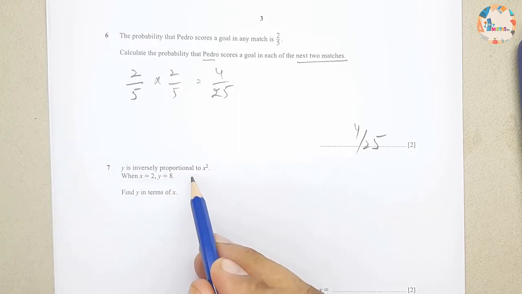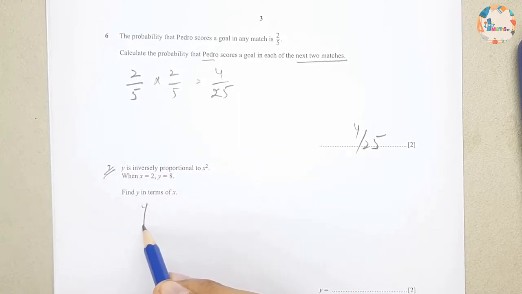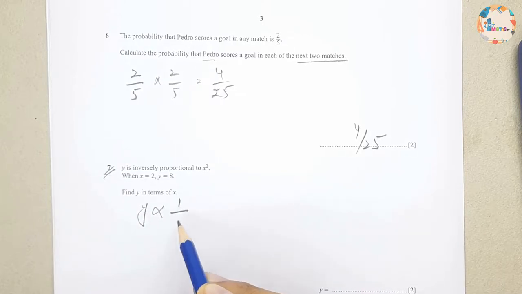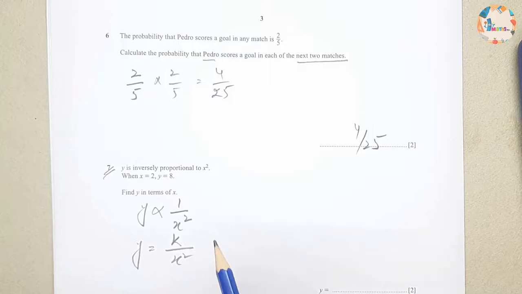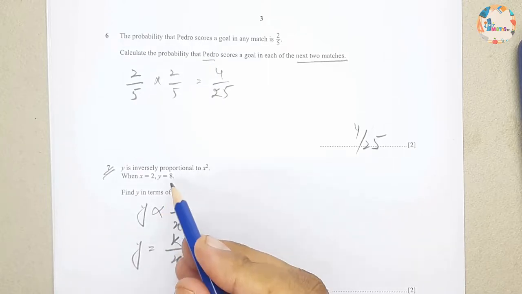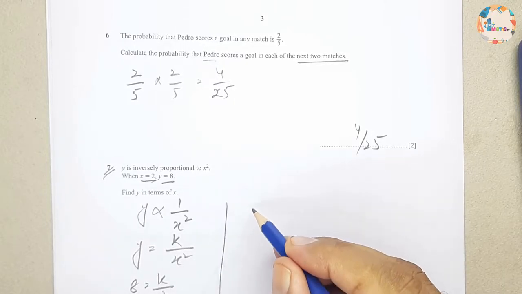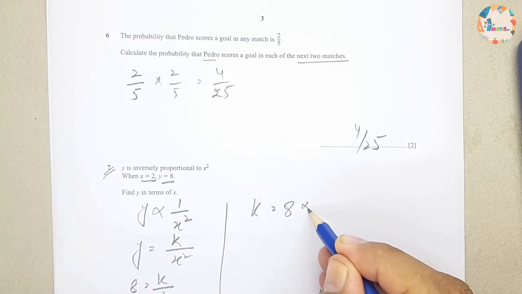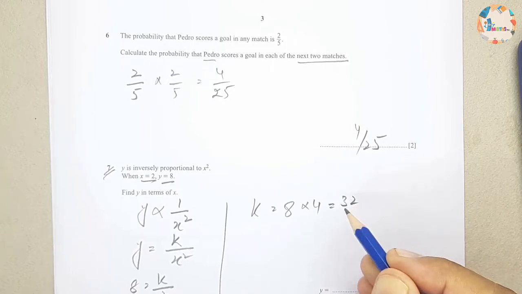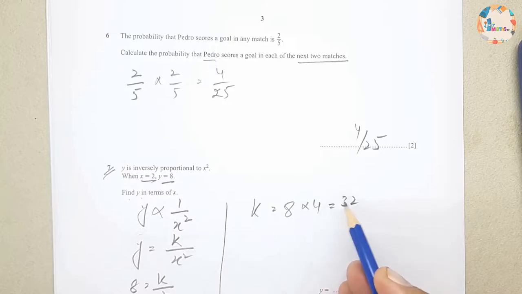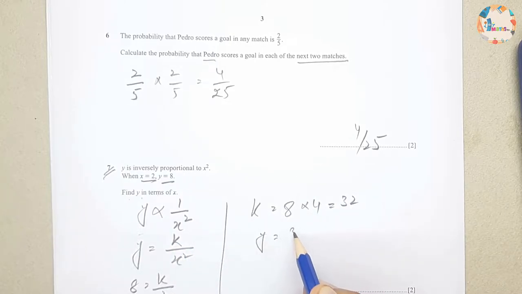Then y is inversely proportional to x squared. This is question number 7. So y is inversely proportional to x squared, so we'll write 1 over x squared. This means y is equal to k over x squared, where k is the proportionality constant which we have added. Now we can replace these two given values. y is equal to 8 and x is equal to 2, so k over 2 squared. This implies k is equal to 8 into 2 squared, which is 4, so k is equal to 32. And to find y in terms of x, we replace this value of k over here. So y will be equal to 32 over x squared. This will be our answer, 32 over x squared.